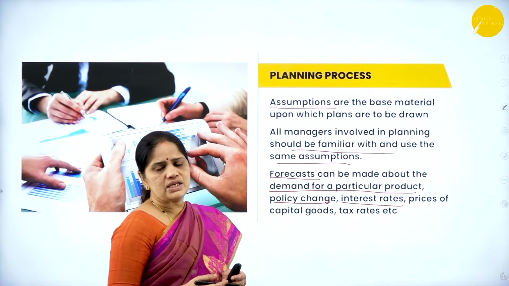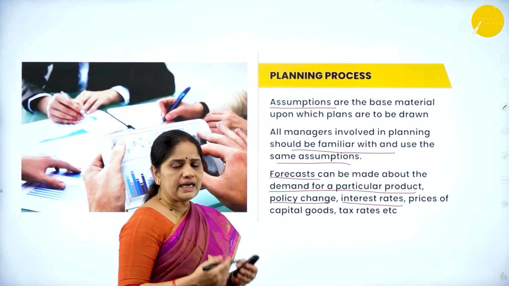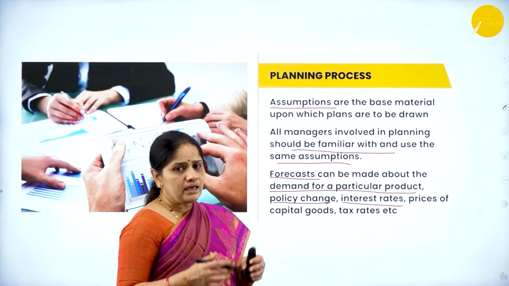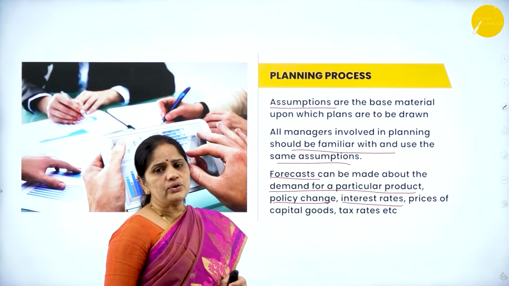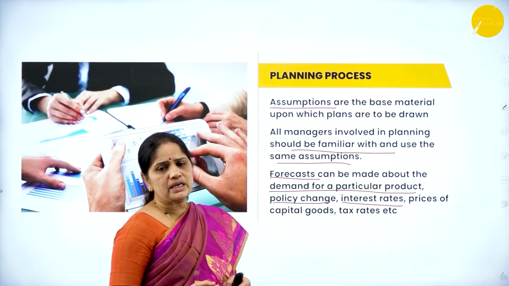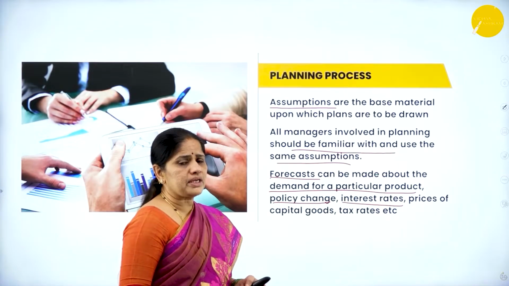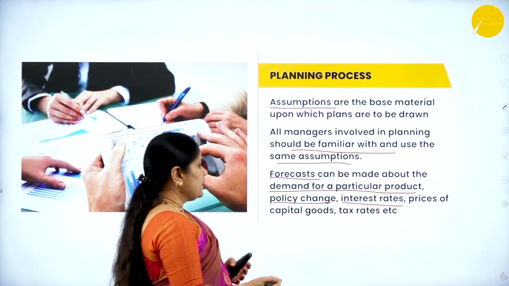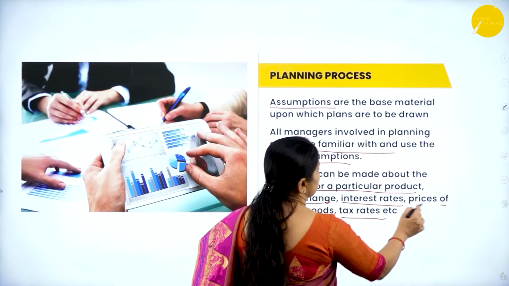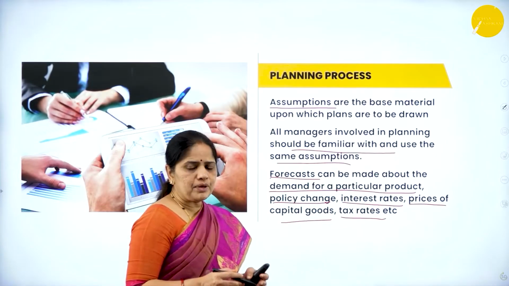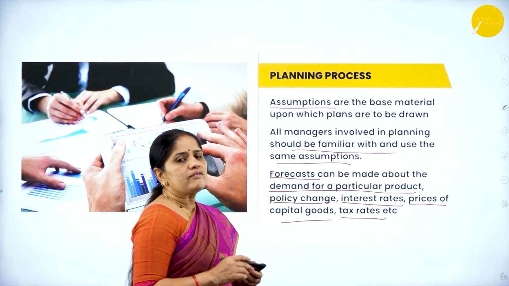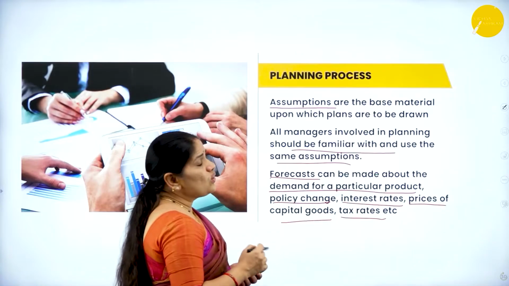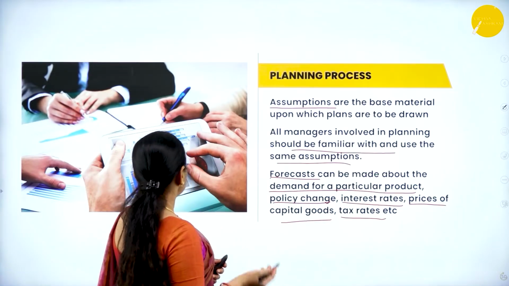Whenever any organization runs, it needs a lot of funds for day-to-day activities. It all depends on the working capital which is supplied by the banks at interest rates. These interest rates are usually adjusted to control the inflation trend in the economy, and all this will have a bearing on the company's financial position. Then prices of capital goods, tax rates, etc. All these things will have an implication for our plans. That is why when we develop the planning premises, we take all these things into consideration, and only then do we draw up the plans for the business.